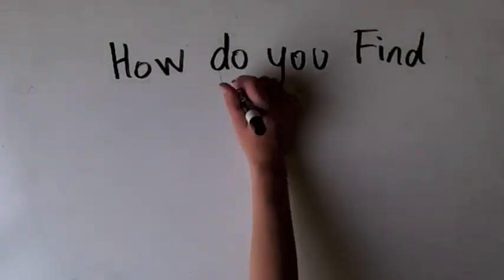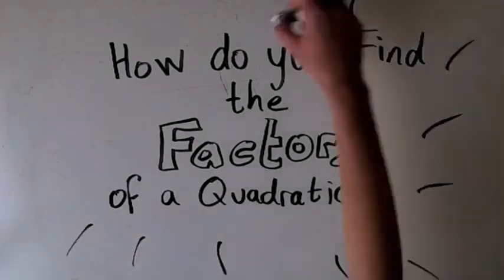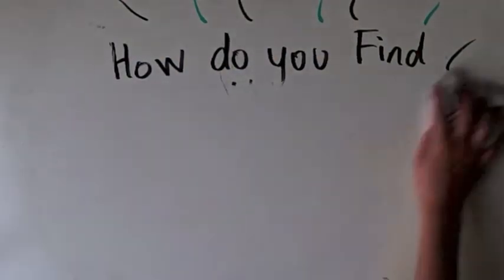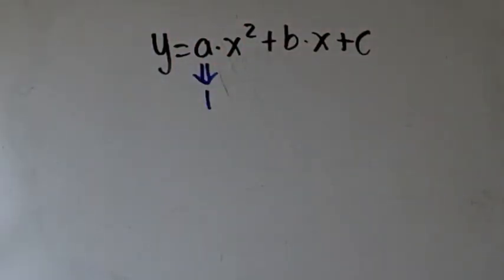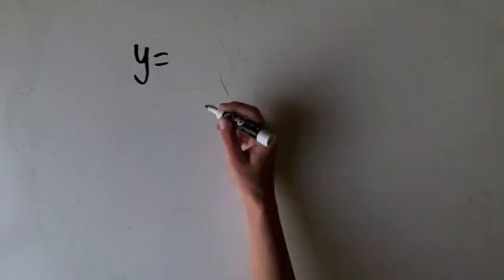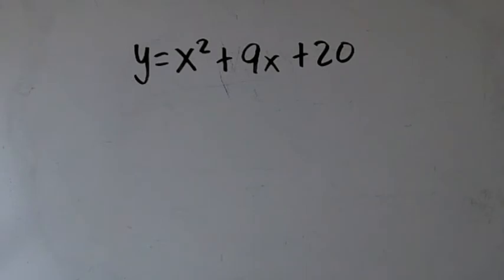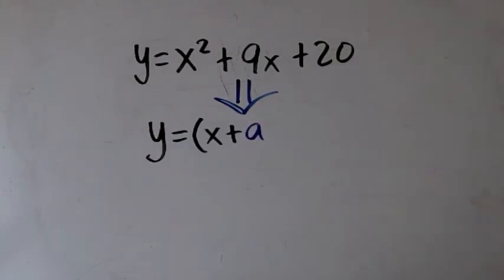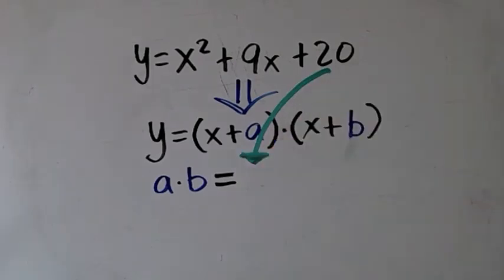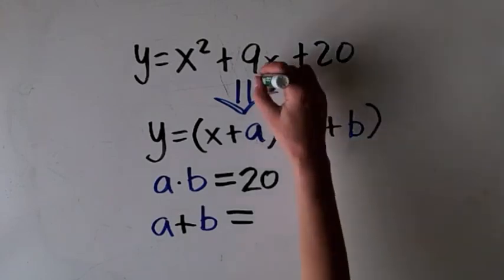How exactly do you find the factors of a quadratic equation? Well, this in itself can be a complicated process. For now, we are going to look at finding factors of quadratic equations that have a coefficient of 1 in front of x squared. Looking back at the quadratic equation mentioned earlier, y equals x squared plus 9x plus 20, the factored form will look like y equals x plus a times x plus b, where a and b, when multiplied together, equal 20, and when added together, equal 9.